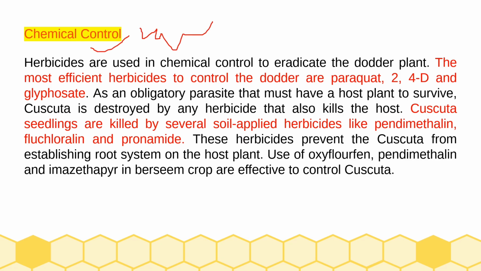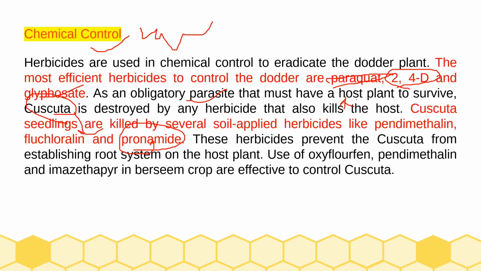Mostly you use non-selective herbicides like glyphosate or paraquat, which is a contact herbicide, or 2,4-D to kill the Cuscuta. Why? Because it is an obligate parasite, it requires a host for its survival. If you remove the host, automatically the Cuscuta will be damaged or cannot grow. Or you can kill the Cuscuta by spraying herbicide on the Cuscuta itself, using glyphosate or others like propyzamide. This is also a famous herbicide used to kill Cuscuta.